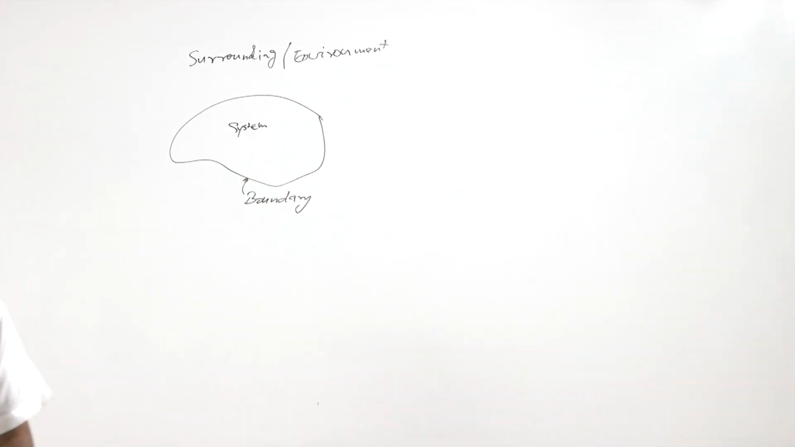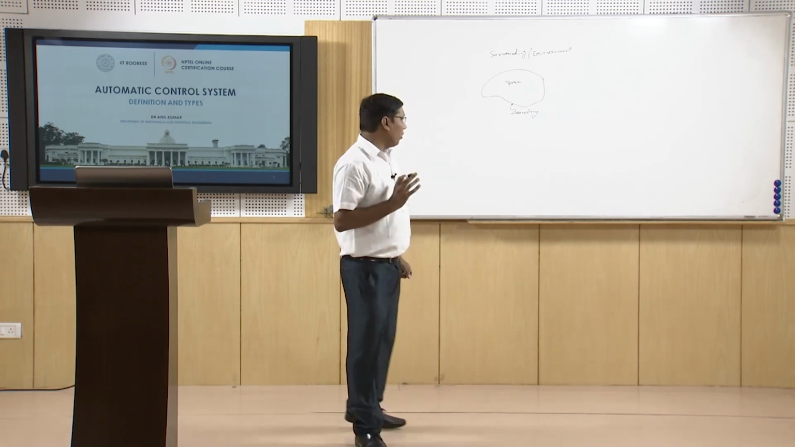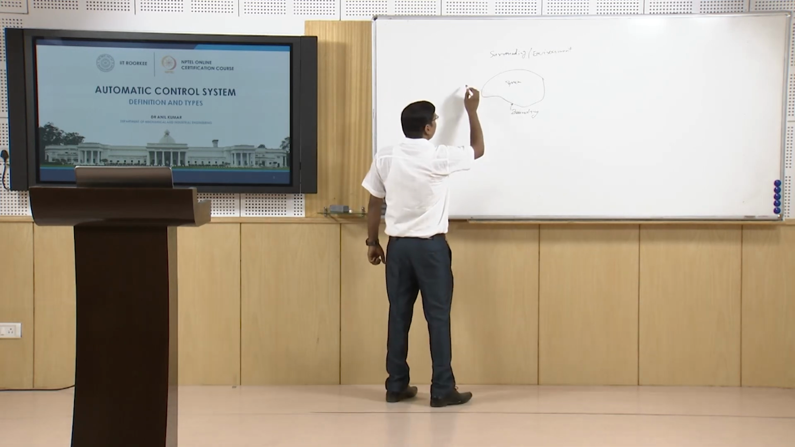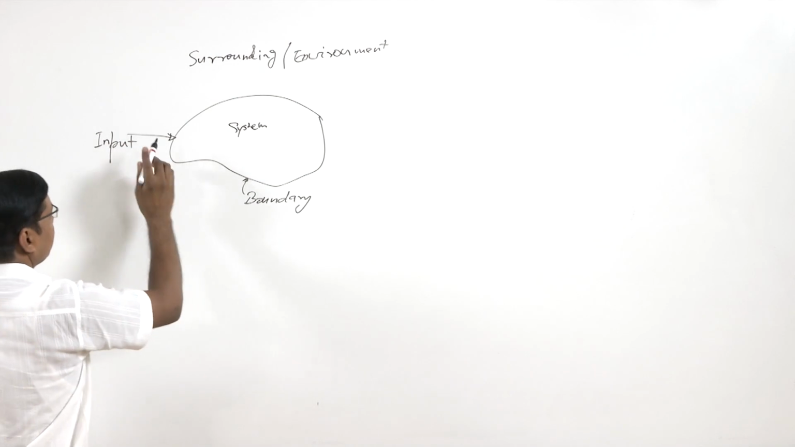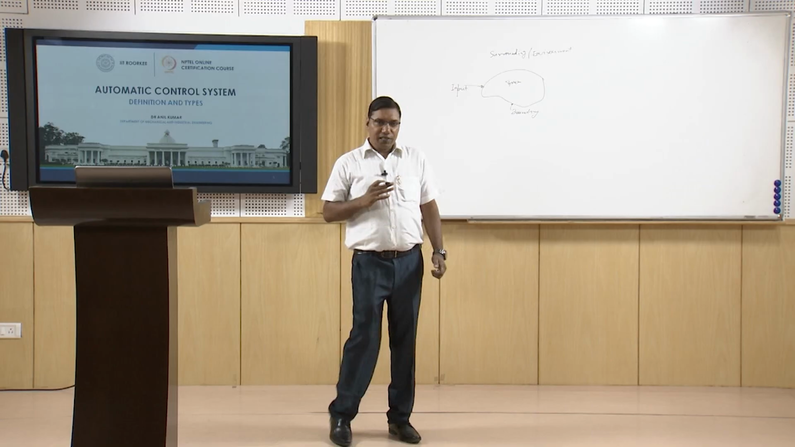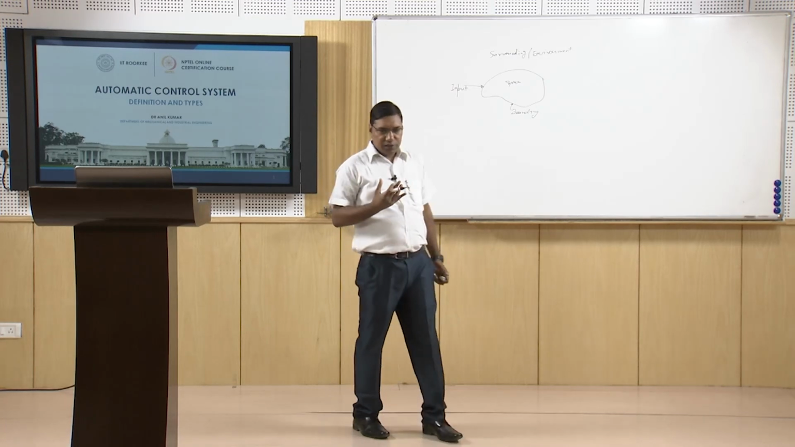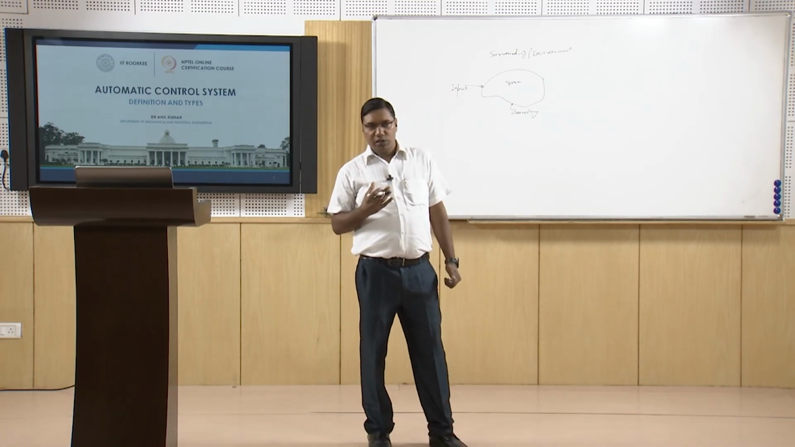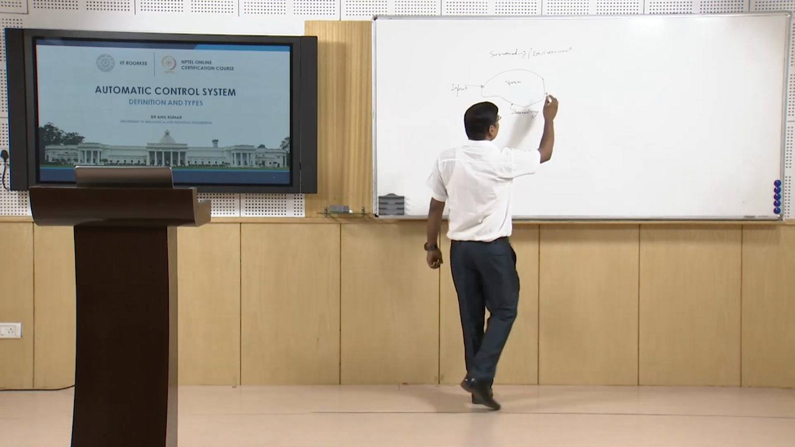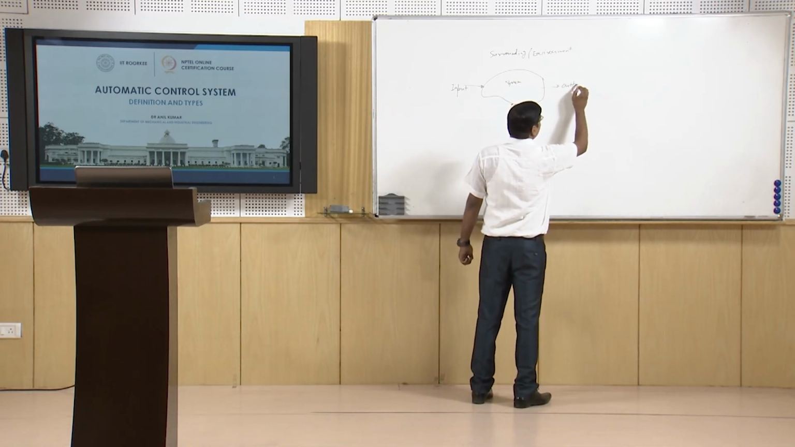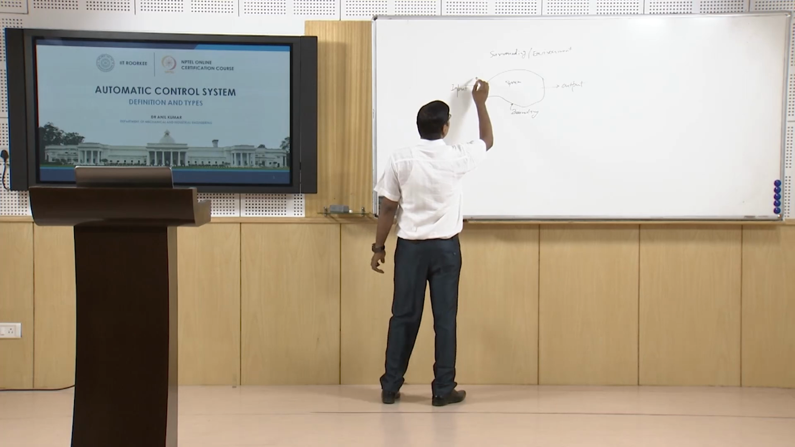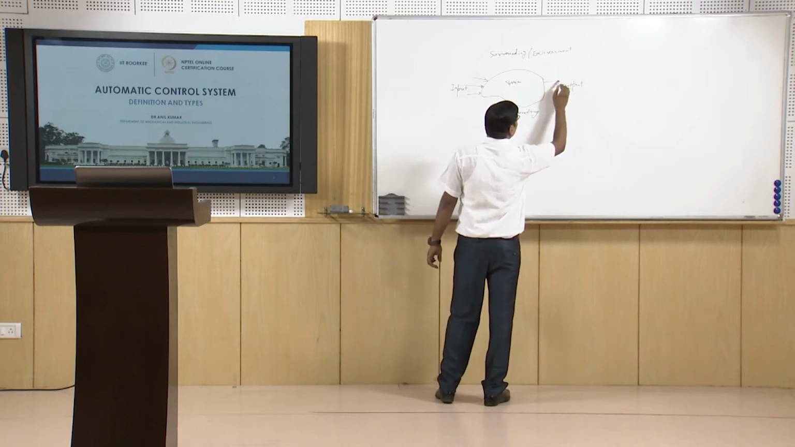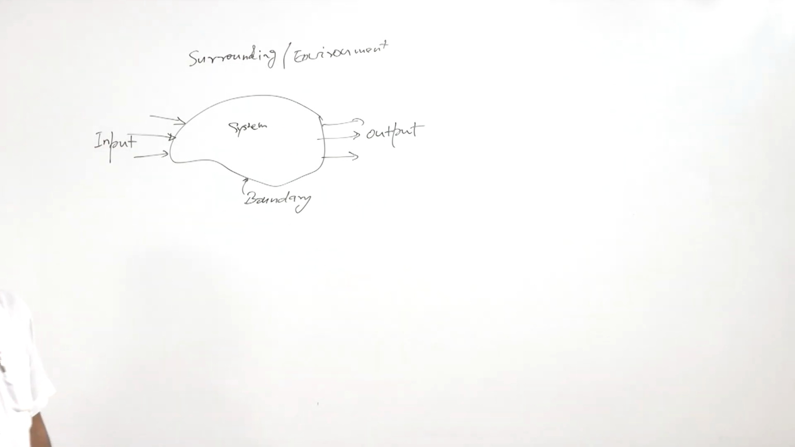So between this system and environment, there is interaction through the boundary. There could be some inputs to the system from the surrounding, and then the system will give some output as a response to that input. It is possible that there could be several inputs to the system and there could be multiple outputs from the system.